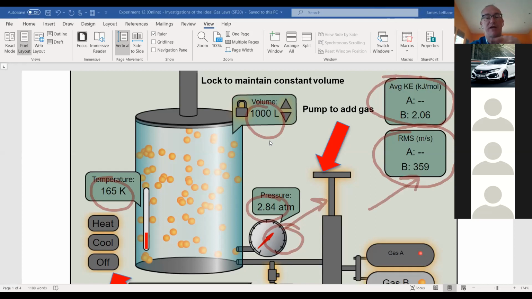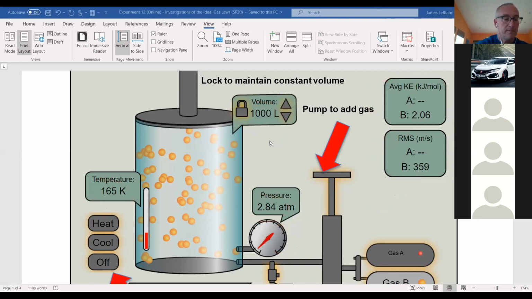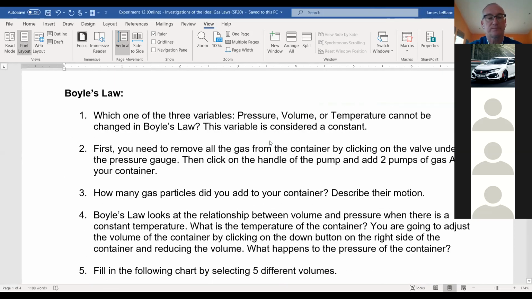And you can see as you change all of the different parameters how the speed changes. So you may be able to see the relationship between the speed and the pressure, or the speed and the temperature, and how they all relate to each other. So let's go to the first example.